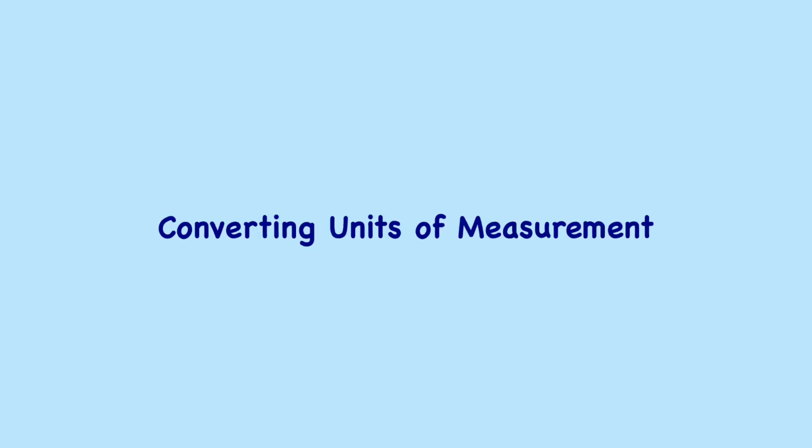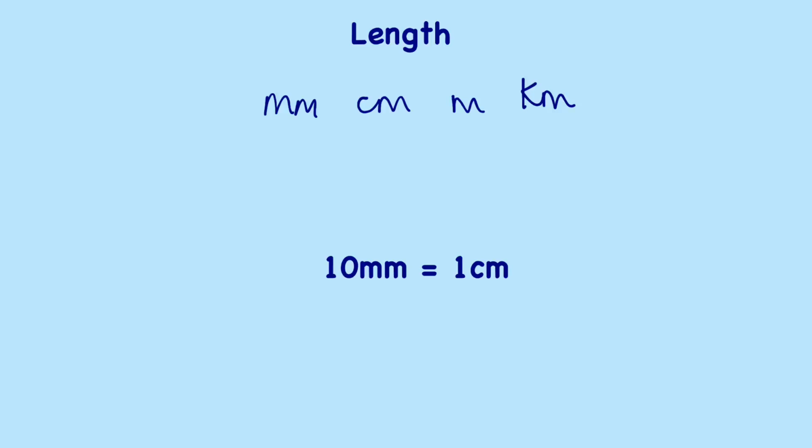Converting units of measurement. In this video we're going to think about measurements and how they relate to each other. So let's start off by thinking about length. Now we know that length is measured in millimetres, centimetres, metres and kilometres. But it's really important to make sure that we know the relationship between these units of measurement. There are 10 millimetres in 1 centimetre, and remember that 1 centimetre is about the width of your thumbnail.